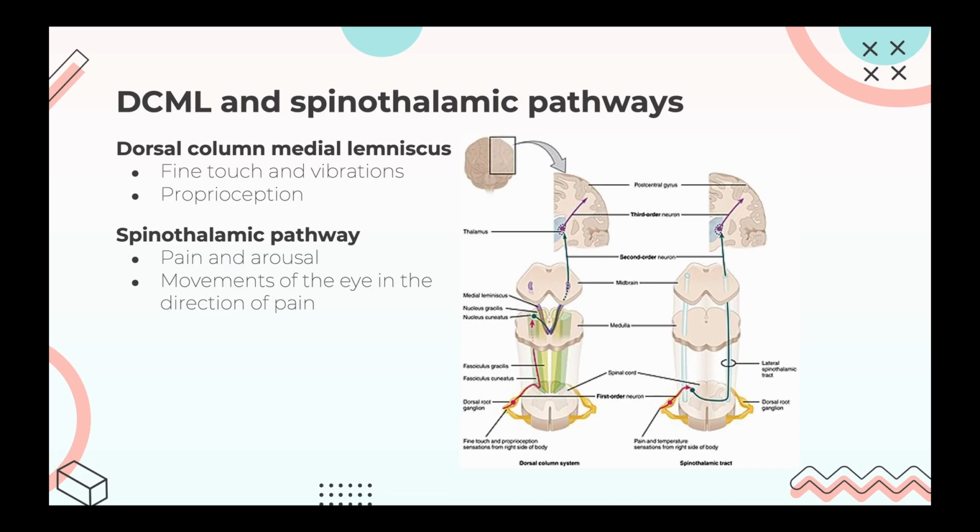And then there's the spinothalamic pathway, which controls pain and arousal. Arousal about exciting situations, like getting a new car or attending one of my lectures. And it also controls the movements in the eye in the direction of pain. So when you have pain, you are often inclined to instantly look at the pain, which is automatically controlled by the spinothalamic pathway. Of course, you can resist the urge, but a lot of people cannot, and it's controlled by this pathway.